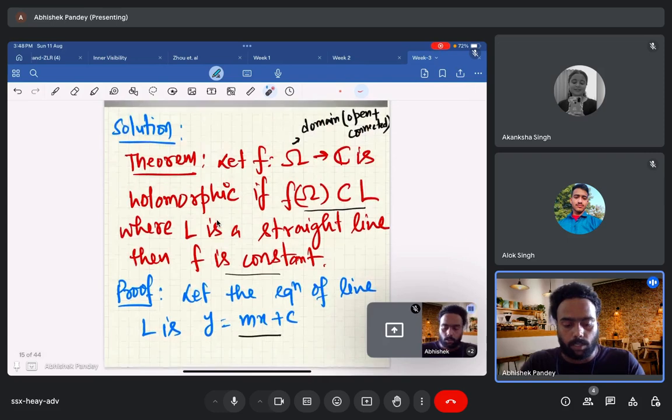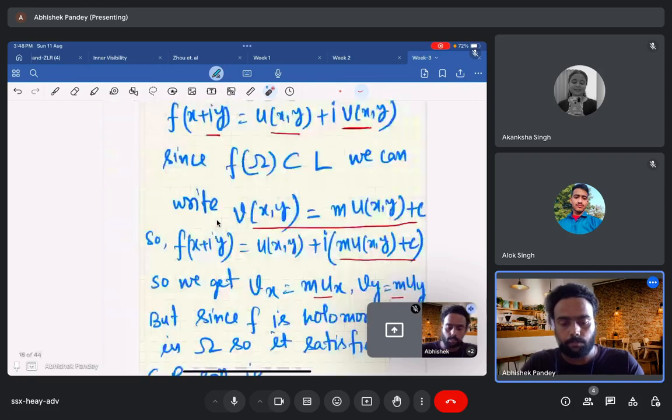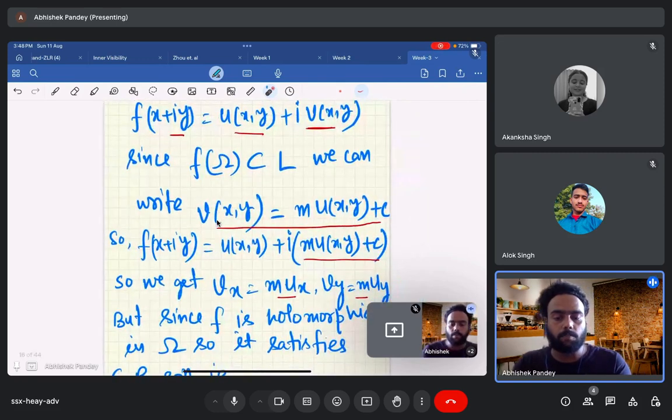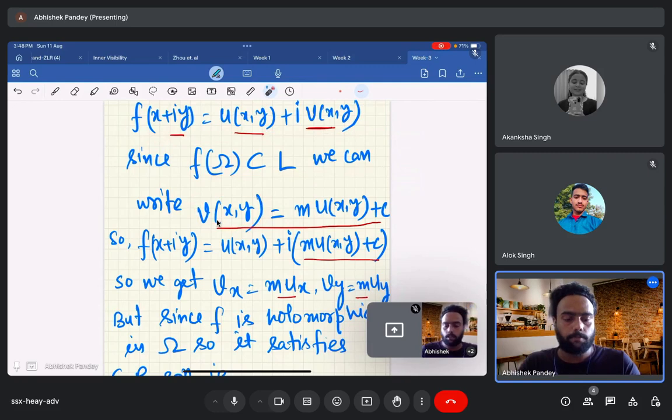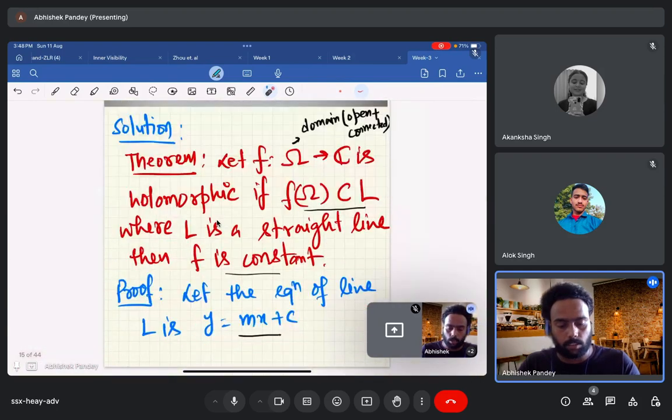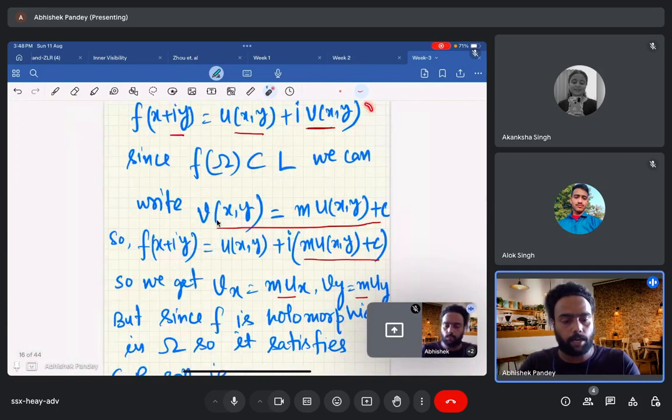So let the equation of the line be y = mx + c. Now what is f(x + iy)? Let us say f(x + iy) is nothing but this one. Since f(omega) is contained in the line, we can write v(x, y) as what? See, y = mx + c, so we can write this y part, this v, as mu + c, isn't it?